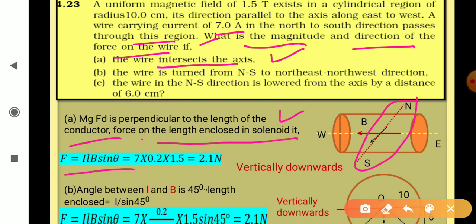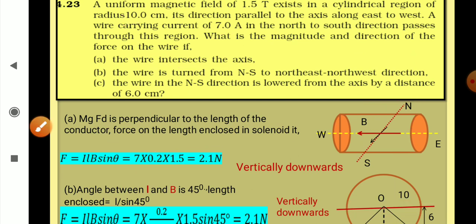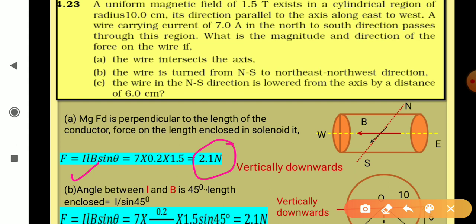I is 7 ampere and L, see here, the radius of this cylinder is given to be 10 centimeter. So the length enclosed inside the cylinder will be 20 centimeter, right? Which is equal to 0.2 meter, and B is given to be 1.5 Tesla. So multiplying all this, we get F is equal to 2.1 Newton.